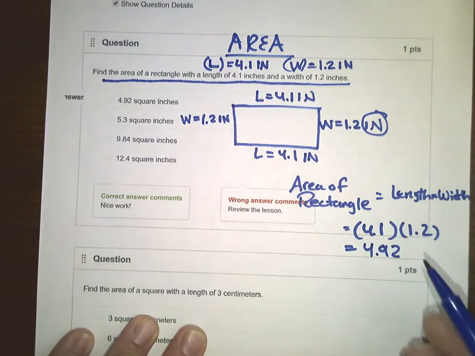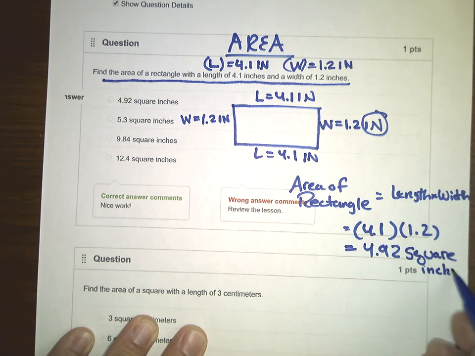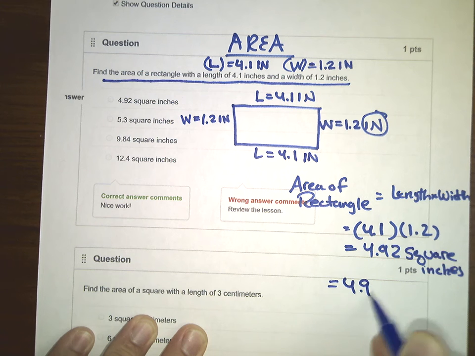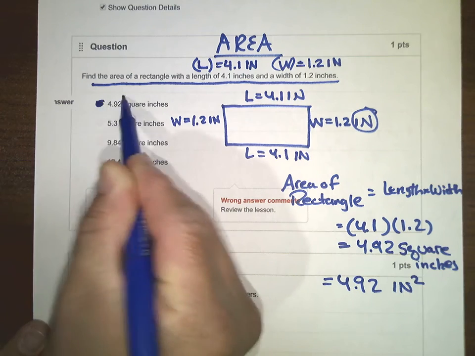And so area is always in square inches. All right, or you could write it as inches squared. So either is fine, but here they write it out square inches. What a time to be alive.